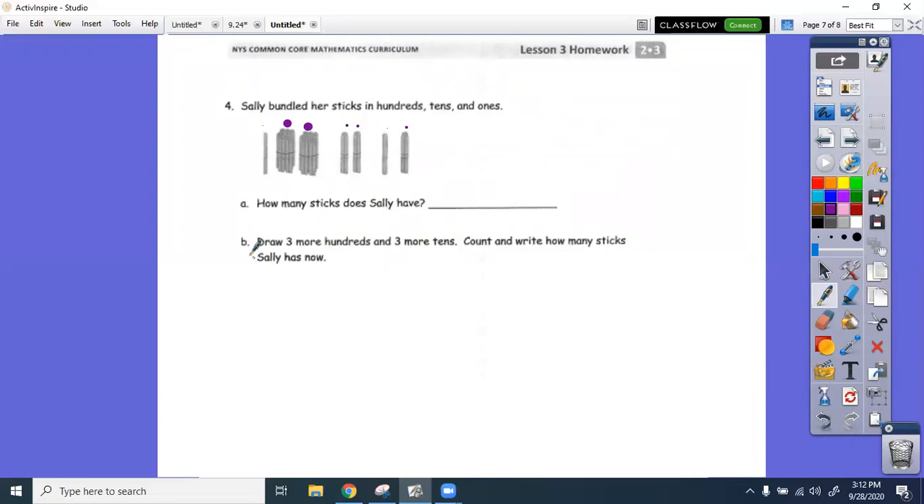But don't forget part B. Part B says draw three more hundreds and three more tens. So go up here and give me three more hundreds and three more tens and tell me what her new number would be and put a circle around it. What would the new total value be? Pause here to complete.